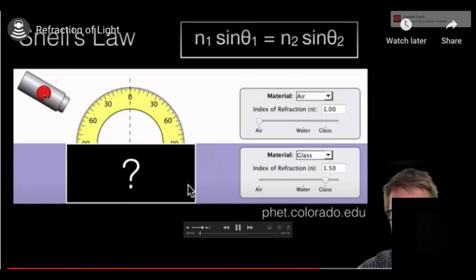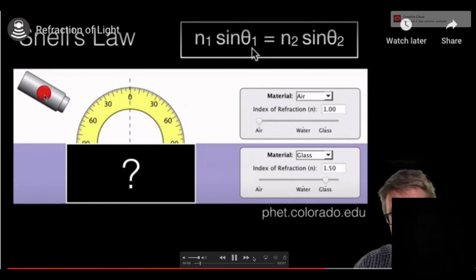Now let's quantify a little bit. So we're going to use Snell's law in a PhET simulation. Remember, the index of refraction times sine of the angle of incidence, how it comes in, equals the index of refraction on the other side times sine of the angle of refraction. And index of refraction, remember, is related to the velocity. And so the index of refraction goes up as the velocity decreases.